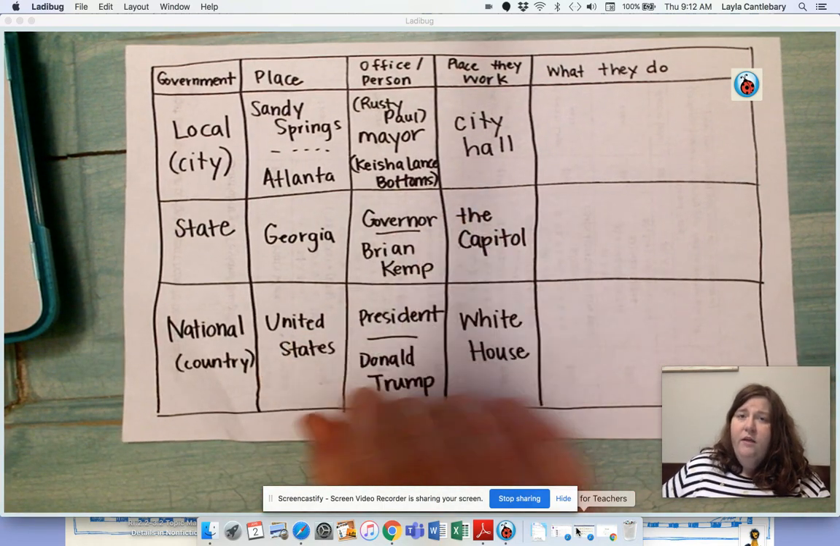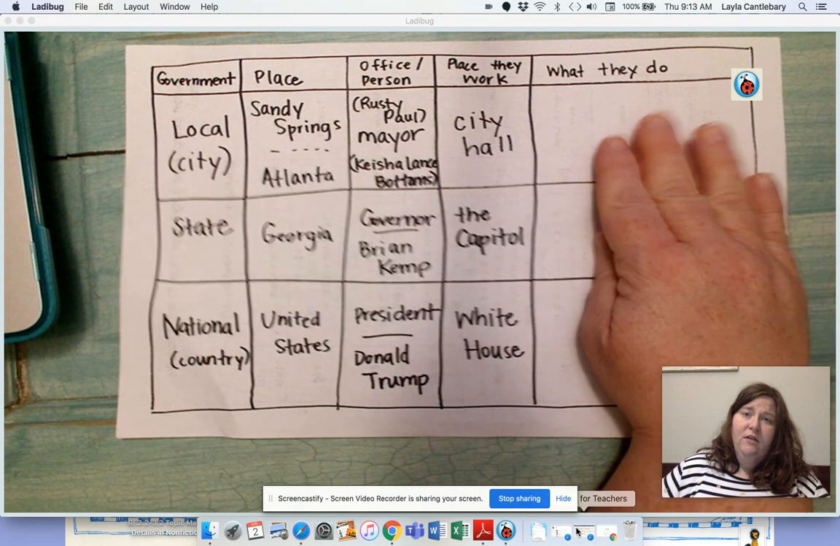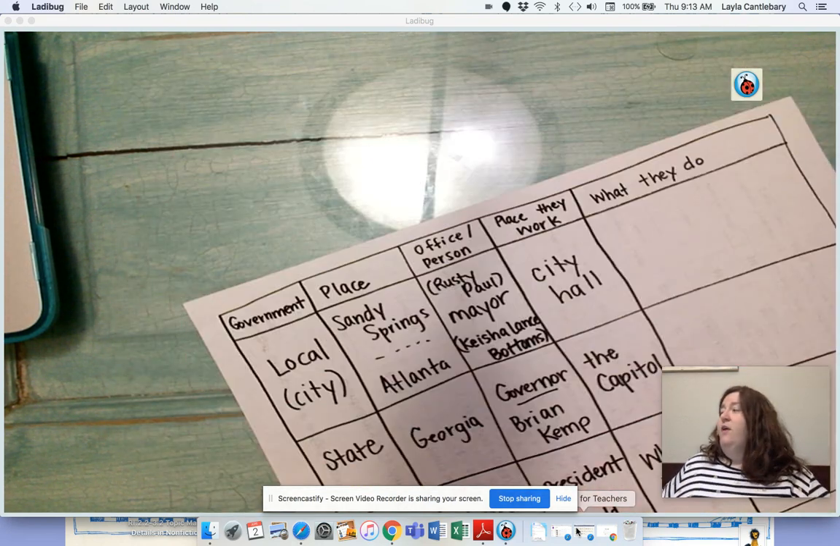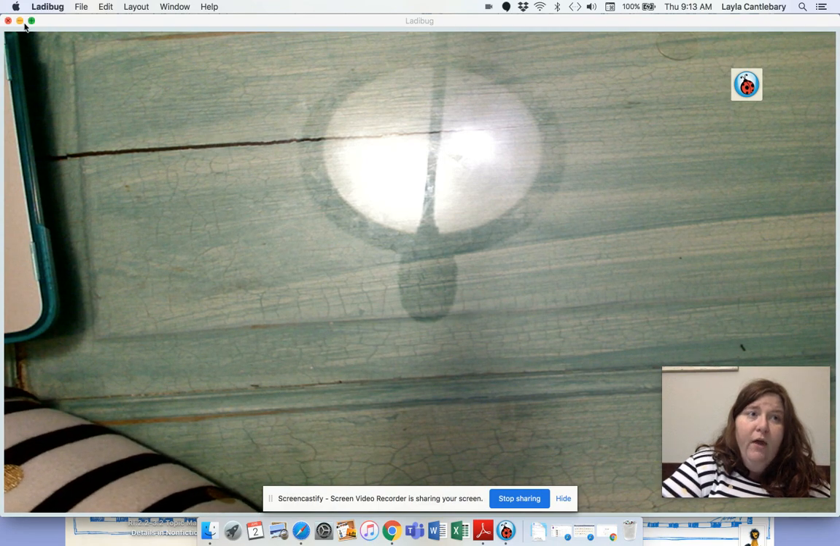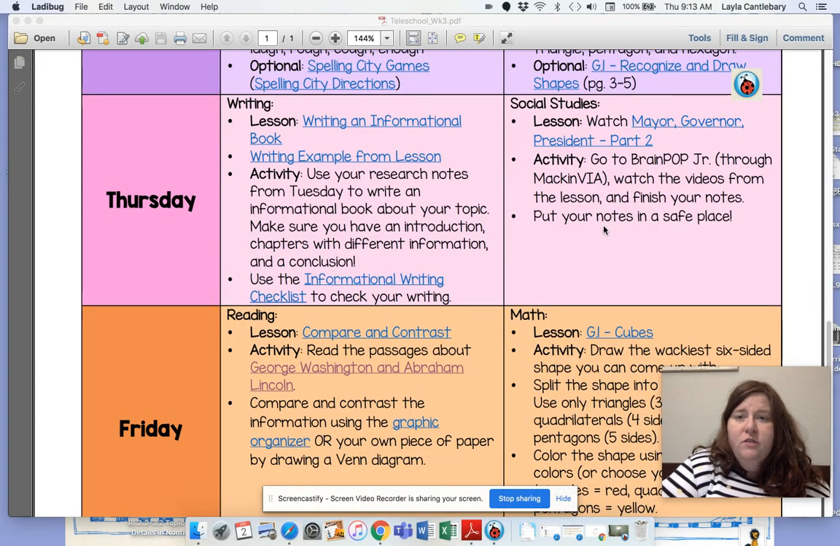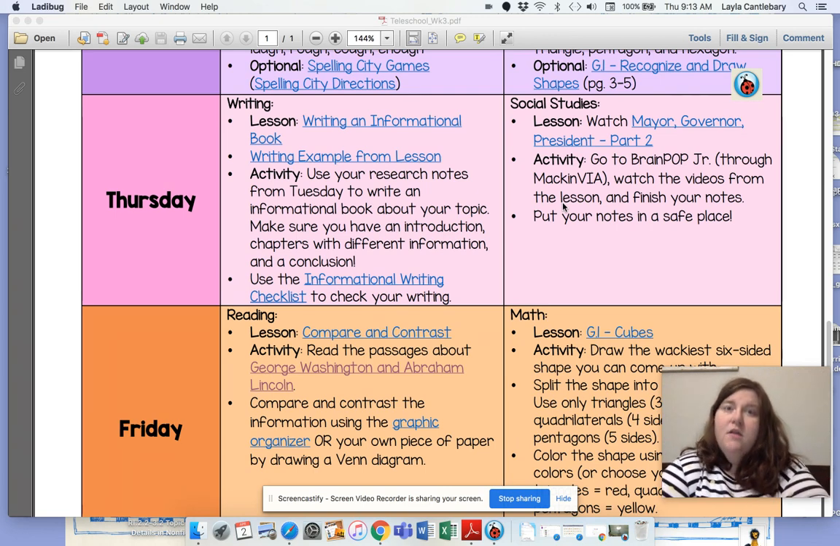So this is what you'll need, and you're going to kind of complete this section. But I take you through it in the video. I take you through where you're going to go and what you're going to do, okay? So that's social studies. Again, it says put your notes in a safe place. That's important, okay? Because you'll need them for next week, or not even next week, the week after next week. So super put it in an important place, okay? Because we're going to have a quiz and you can use those notes for a quiz, right?